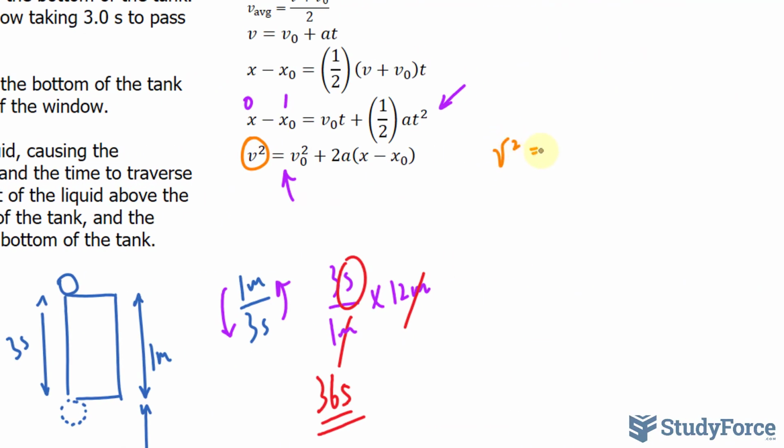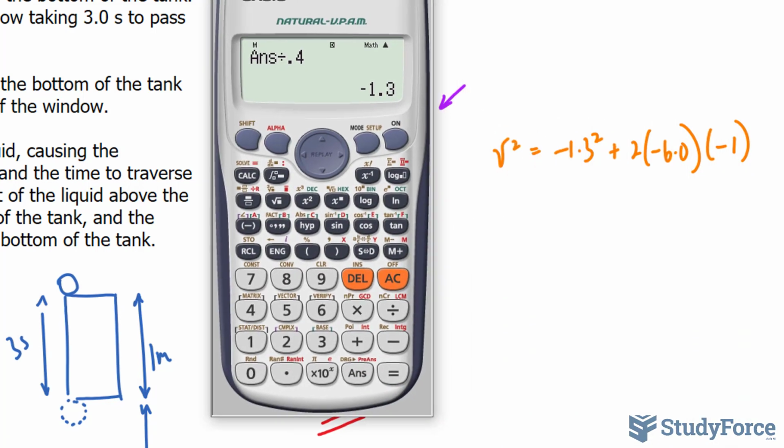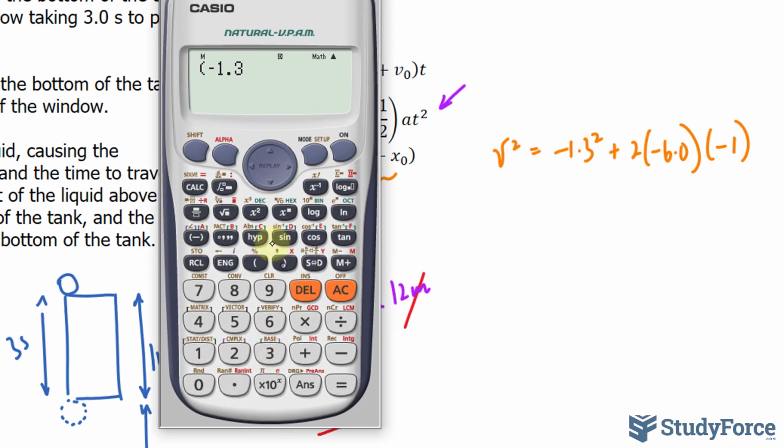We have v squared, the final velocity at the bottom of the window, is equal to the initial velocity of -1.3 raised to the power of 2 plus 2 times -6.0, and we have -1 because 0 minus 1 is -1. Let's find out what that is. Bracket -1.3 raised to the power of 2 plus 2 bracket -6.0 times -1. That gives me 13.69. I square root this.